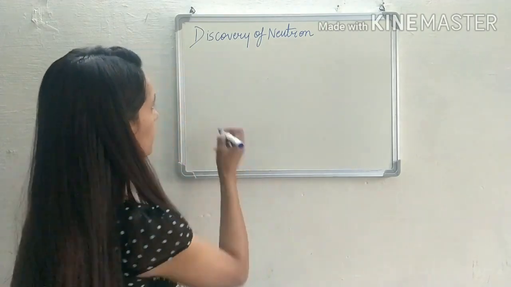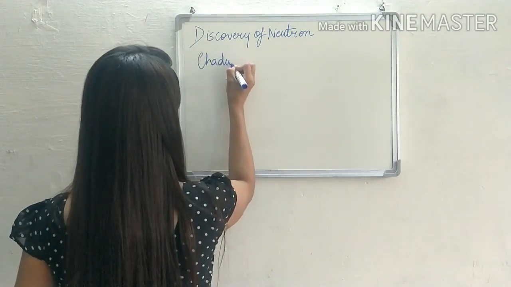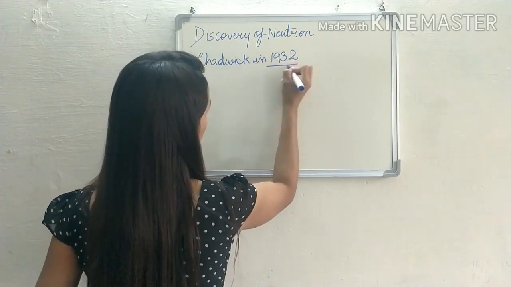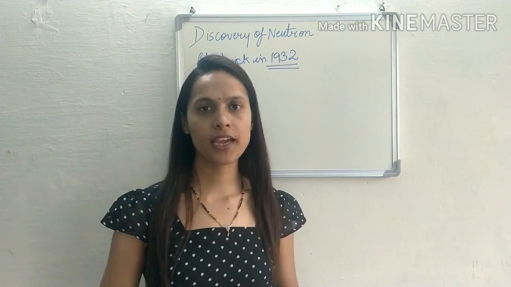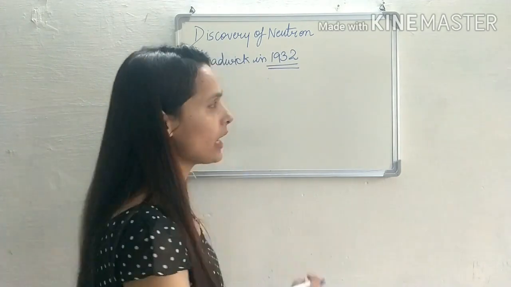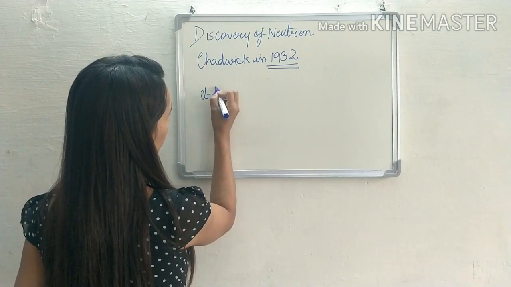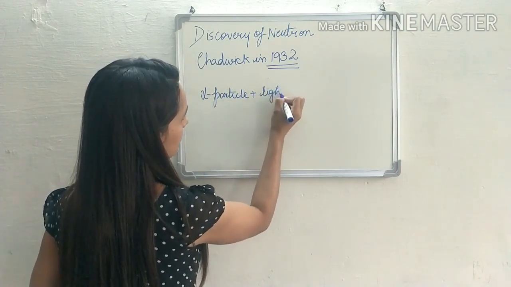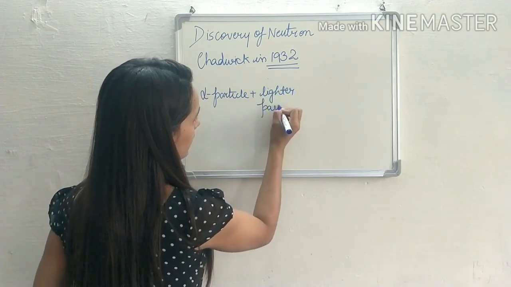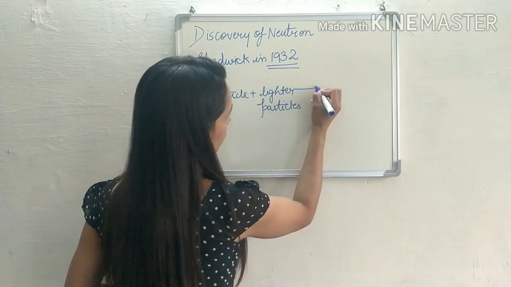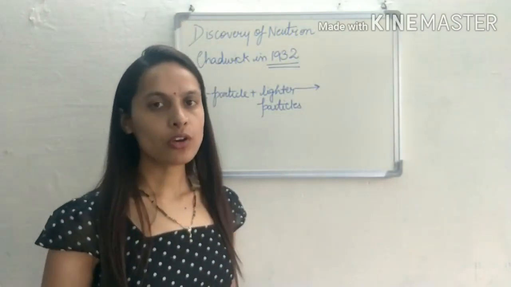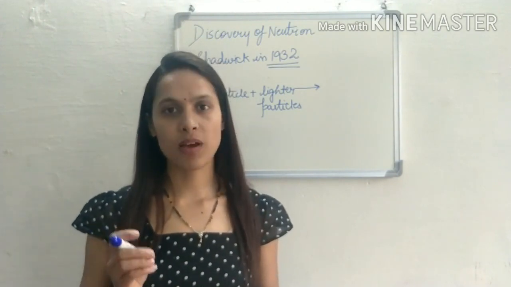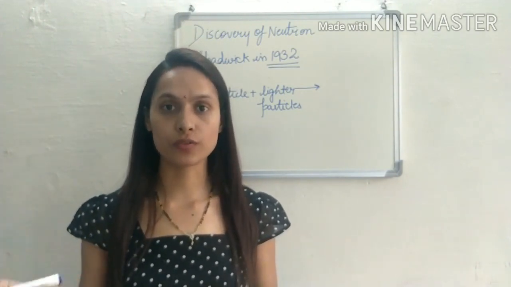So Chadwick in 1932 performed a scattering experiment. क्या परफॉर्म किया इन्होंने, एक स्कैटरिंग एक्सपेरिमेंट किया in which he scattered alpha particle. इन्होंने क्या किया, alpha particle को scattered किया with lighter particles like beryllium, boron. Then he found that there is an emission of a particle, an unknown particle which is neutral but whose mass is nearly equal to the mass of the proton.